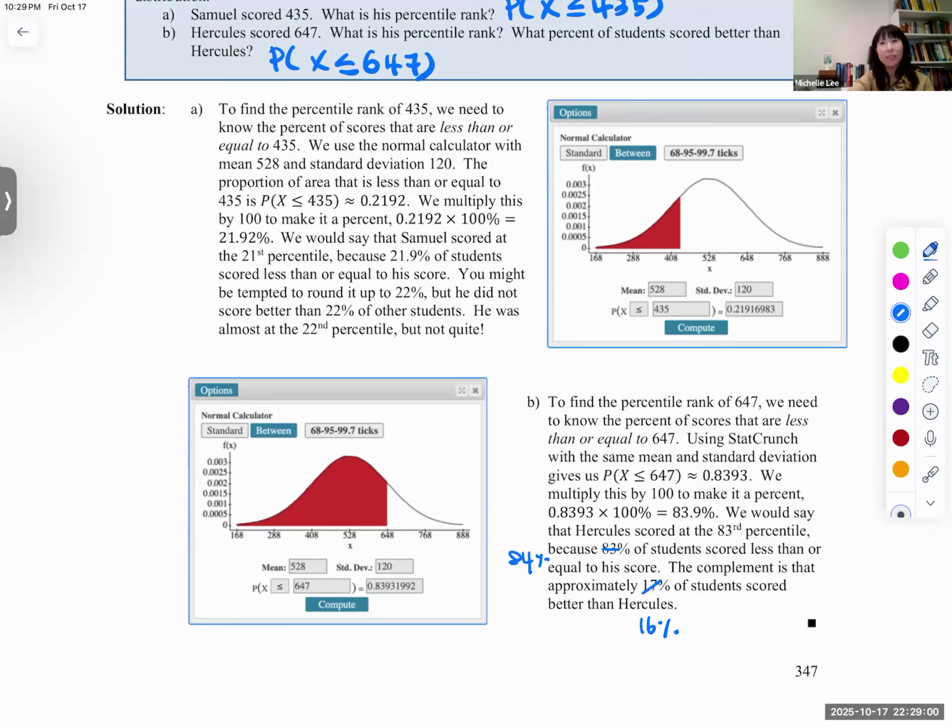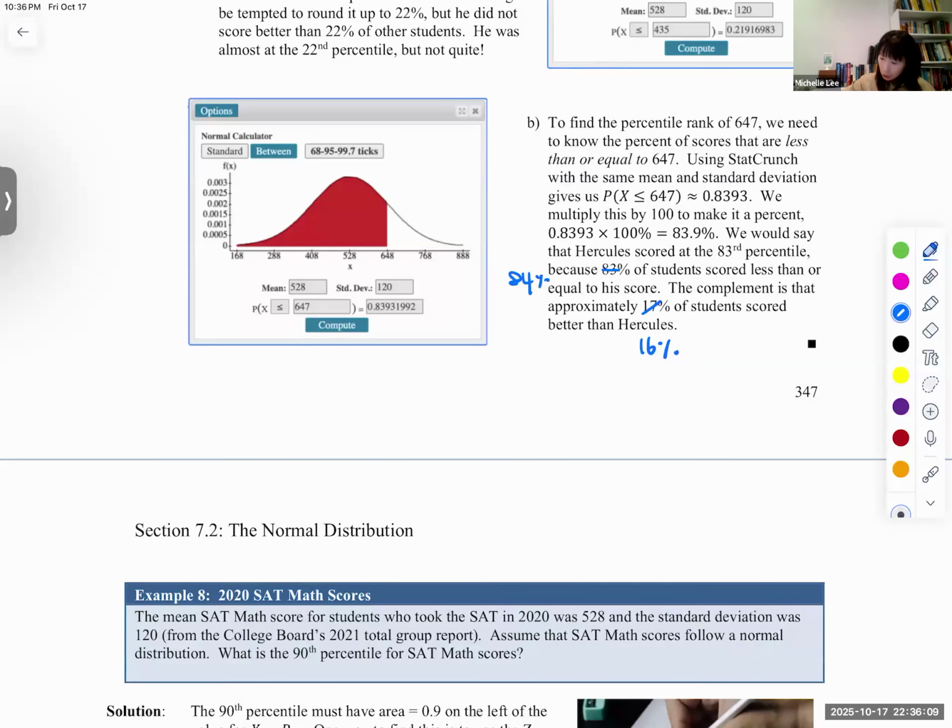Very good. All right. So we have this question. Let's take a look. Same SAT math scores, mean 528, standard deviation 120. Now, what is the 90th percentile for SAT math scores? In that case, what does 90th percentile mean? This means 90%, which is 0.9. This is a probability.